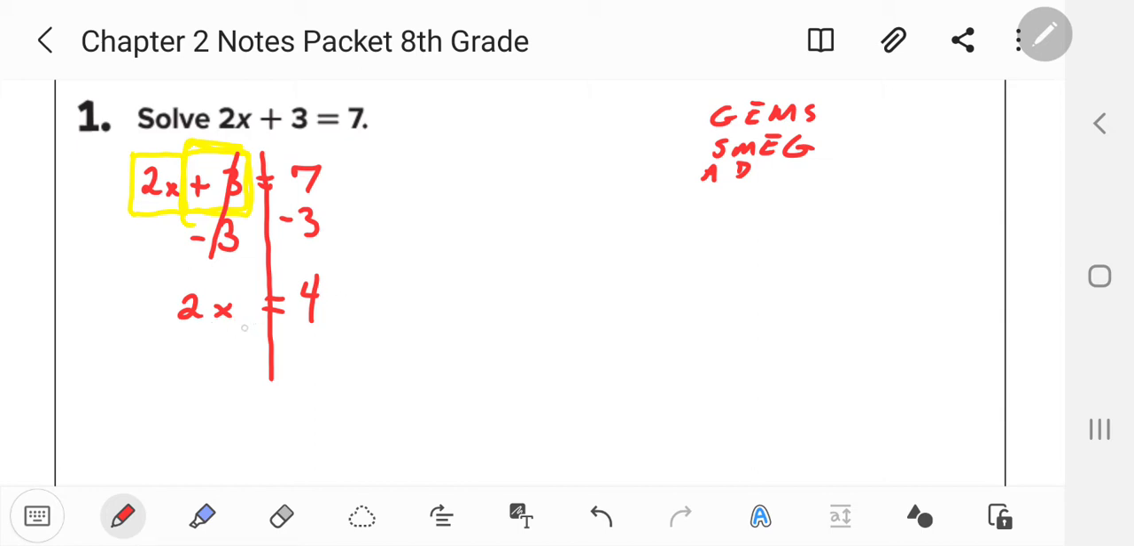Now, our next step, all we have left is one operation to undo or use the inverse operation. So since it's multiplying by the x, we divide. Divide both sides. X equals 2.